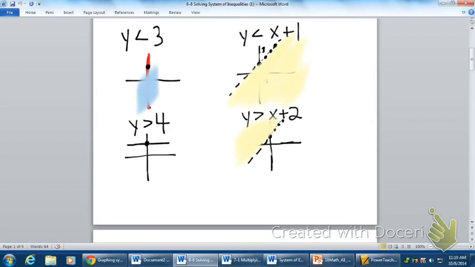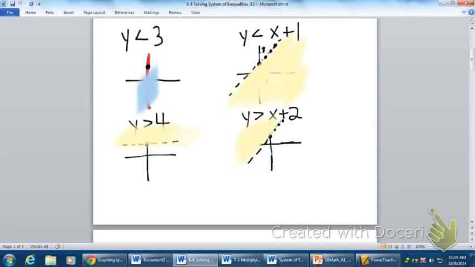Now, is this a dotted or solid line? Dotted. Good. Okay? And would it be above? Now, this is saying y is greater than, so then you'd be going up. You're going to the greater values. So you'd shade it up.